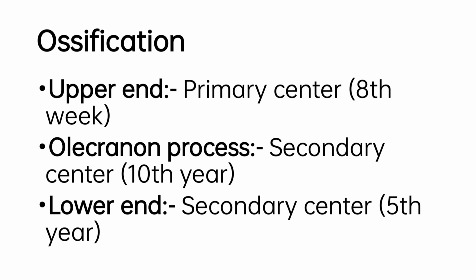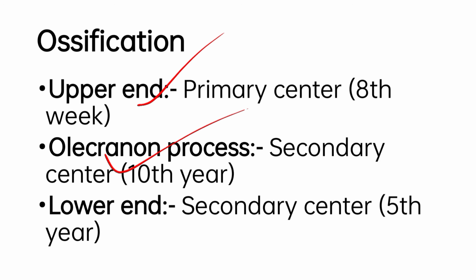The upper end ossifies by the primary center. The shaft and most of the upper end ossify from the primary center, which appears during the 8th week of development. The superior part of the olecranon process ossifies from a secondary center, which appears during the 10th year. It forms a scale-like epiphysis which joins the rest of the bone by the 16th year.